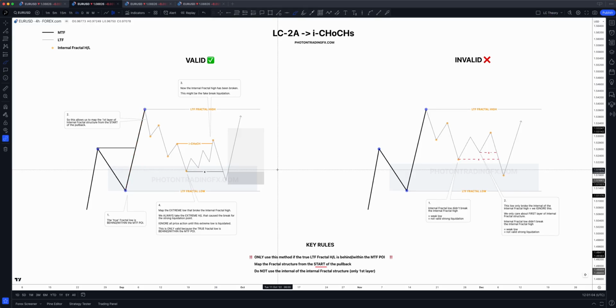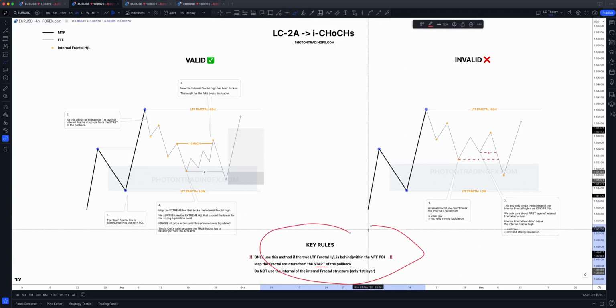So if you don't understand this and you find it confusing, it's absolutely fine. Ignore this. Maybe come back to it at a later date. And just always ignore the internal price action for you, because it's not going to be the difference between you being profitable or not. This is quite rare. Okay, I don't know the exact numbers of how often it happens, but it is very, very rare. Okay, so make sure you have these rules in your mind. It's super, super important that you get each of these steps correct. Okay, map it from the start of the pullback, only use the first layer, and only use this entire method if the fractal low is like all the way down here or down here, right?